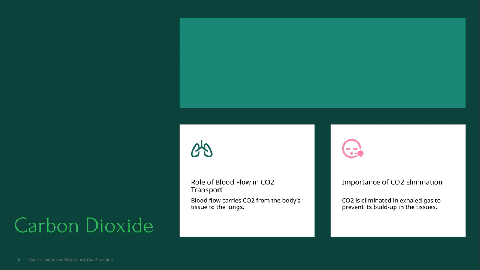By exhaling, we get rid of CO2, preventing its accumulation in the tissues, which helps maintain the body's pH balance and overall homeostasis. So, in summary, CO2 is a byproduct of metabolism that needs to be efficiently transported via the blood and expelled through respiration. This entire process highlights how our respiratory and circulatory systems work together seamlessly to keep us healthy.